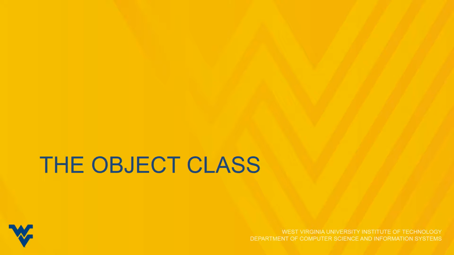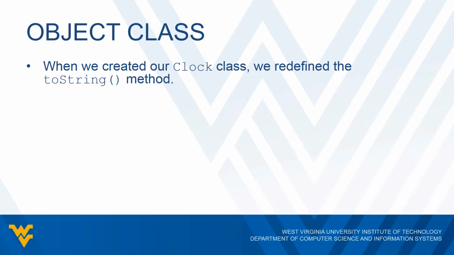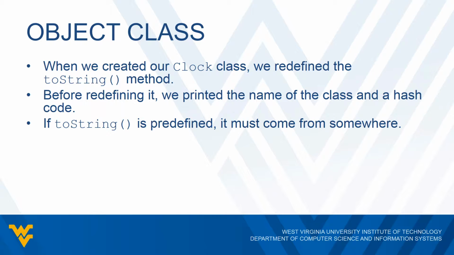We're now going to take a look at a very specific class, which is what's called the object class. Recall that when we created our clock class, we actually redefined the toString method. And if you remember how that method worked, initially, whenever we printed the object name, we would print the name of the class and then the hash code. So we would redefine it. That way we can print whatever we actually want to print, not the name of the class and the hash code. But if this is a method that's given to us, if it's predefined, then that means it has to be defined somewhere. It has to come from some other class, right?